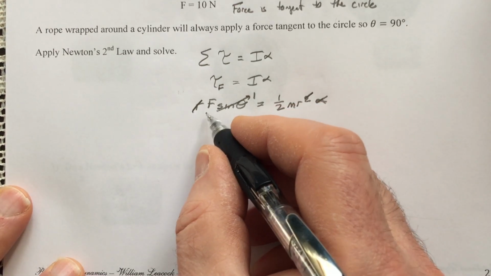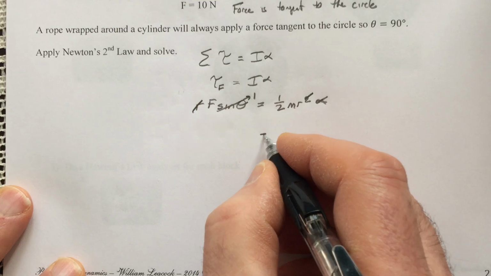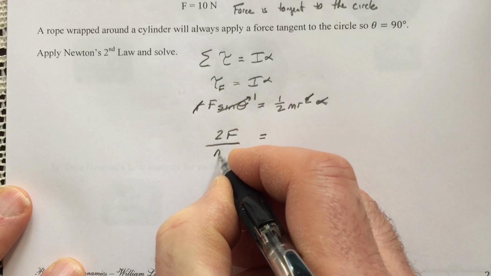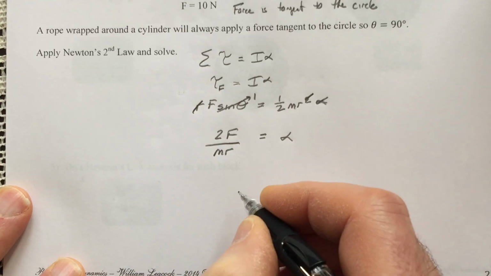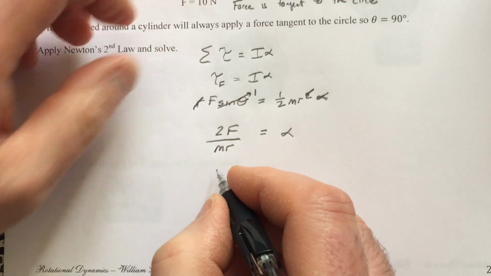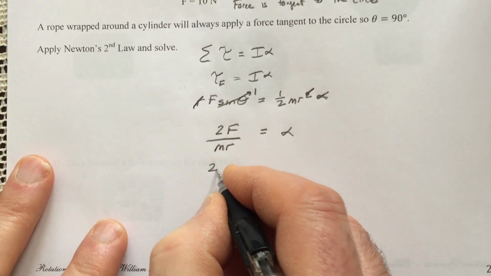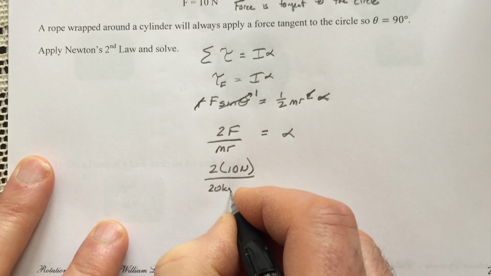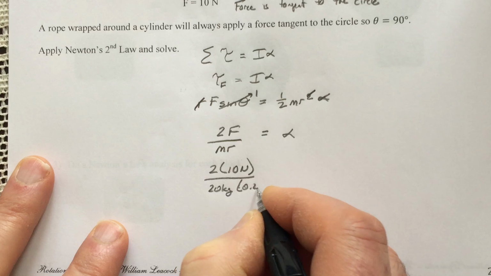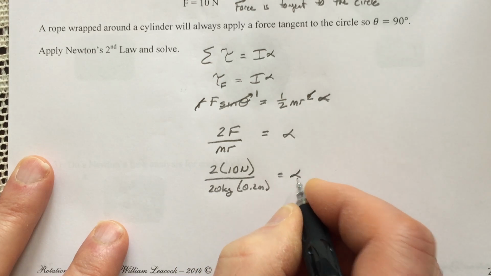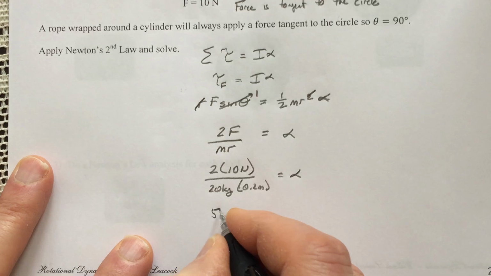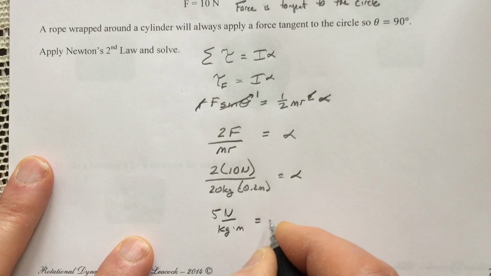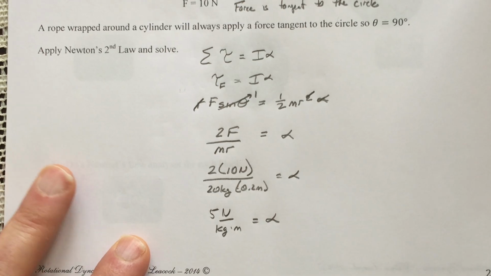If I bring the half over and divide by mr, that becomes 2 times my force over mr is equal to alpha. So that's going to give me 2 times 10 newtons over my mass, which is 20 kilograms, times 0.2 meters, equals alpha. That is 5 newtons per kilogram meter is equal to alpha. I just carried all the units through.